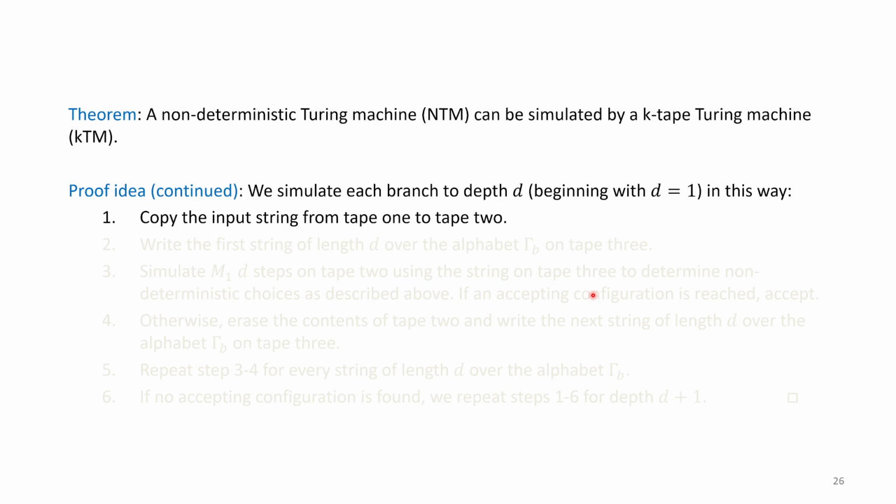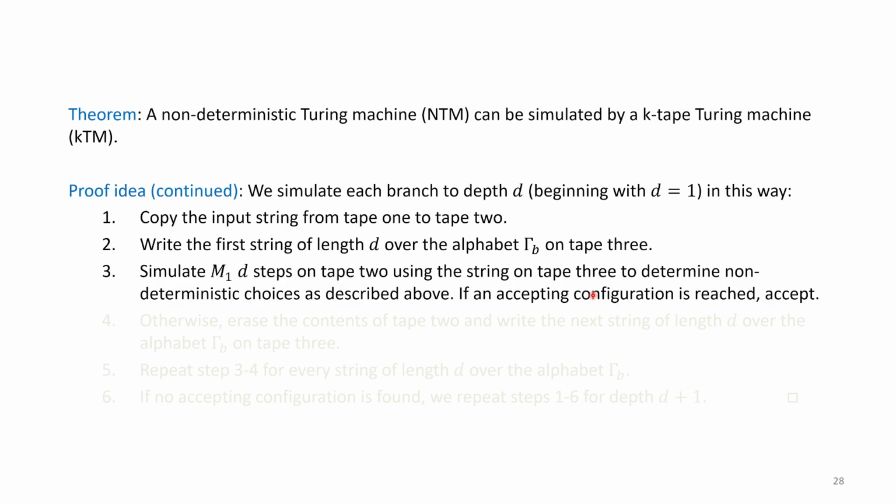So how do we do this? Again, let's start with D equals 1 for our proof, because usually in a proof we're not actually carrying out these simulations, so we're not as worried about the efficiency. So in this case, we'll start with depth D equals 1. I mentioned the first thing we're going to do is copy the input string to tape 2. Then we're going to write the first string of length D over our branching alphabet on tape 3. Okay, so that might be 0. And then we're going to simulate M1 for D steps. Now, if we did start with D equals 1, that means only one step. So if it immediately accepted, good, we've found it. If not, then we haven't found it.